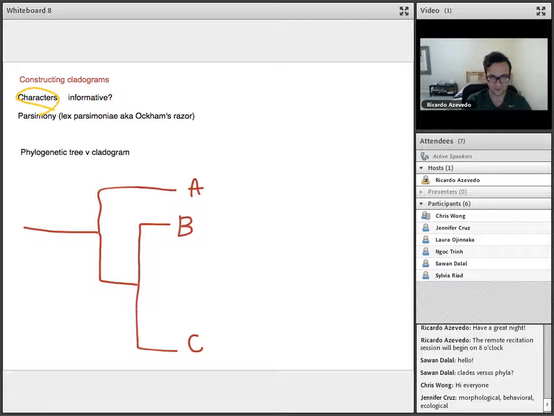human, gorilla, and chimpanzee. So the question is, what types of characters we should use to classify these three different species? Actually, so chimpanzee would be a group, not a species, because there are two. And let's say we have these characters. So you have speech. So the ability to speak is a character.